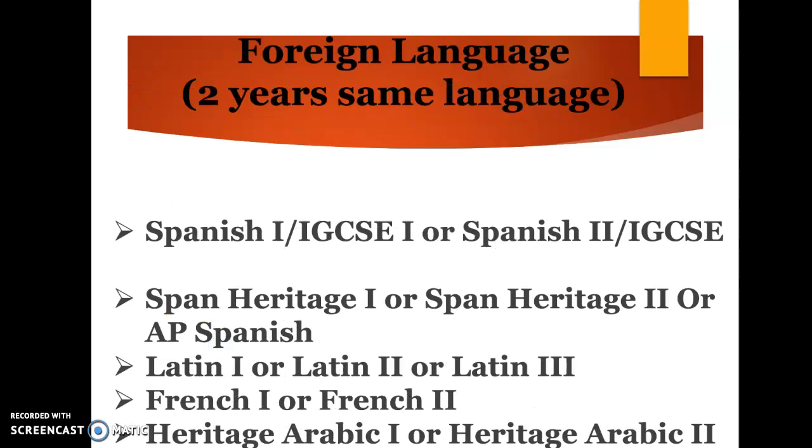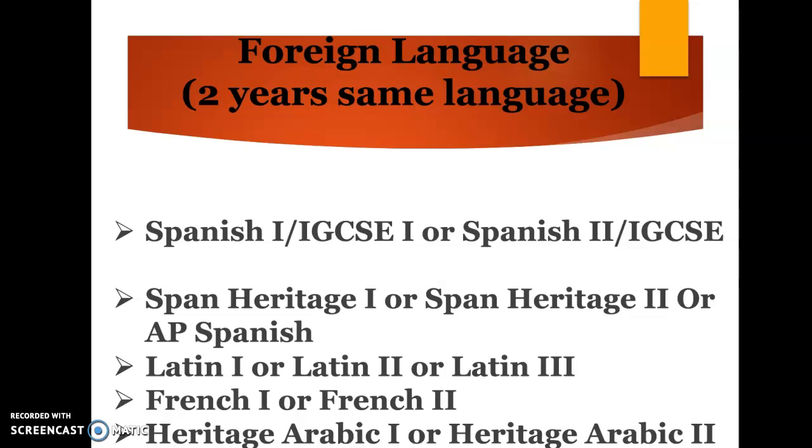Foreign language. As you were informed, 2 years of the same foreign language are required for graduation. Overton High School offers you a variety of courses to select from. If this is your first year, you'll be selecting the first year of the foreign language, either Spanish 1, Heritage Spanish 1, Latin 1, French 1, or Heritage Arabic 1.